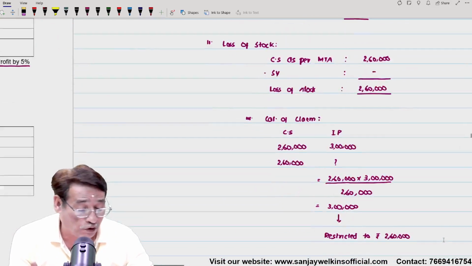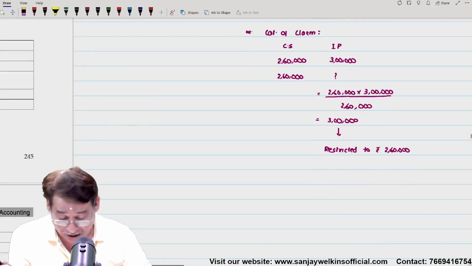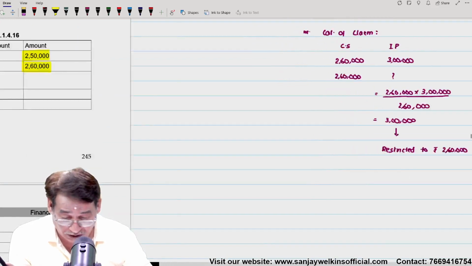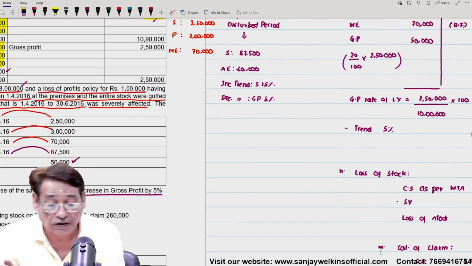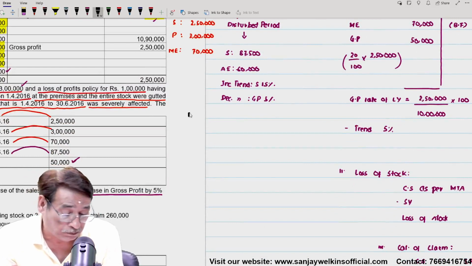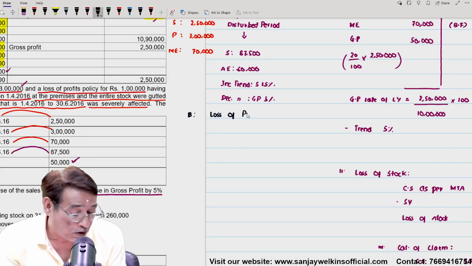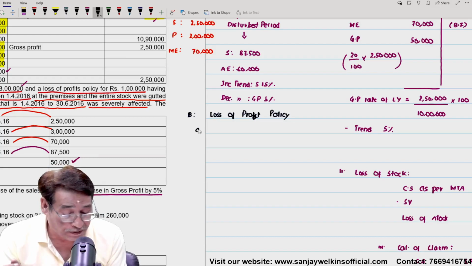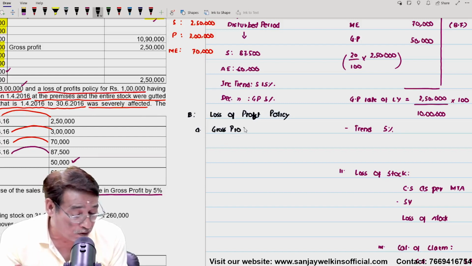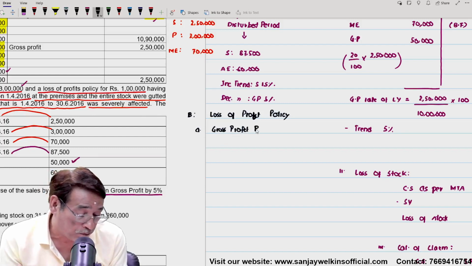Correct? Now we move over to the next step. Now we are going to find out loss of profit policy. This is the second part of the question, B. Loss of profit policy. This is B part, loss of profit policy. Under the loss of profit policy, our first step is computation of gross profit rate. Is it clear to you?